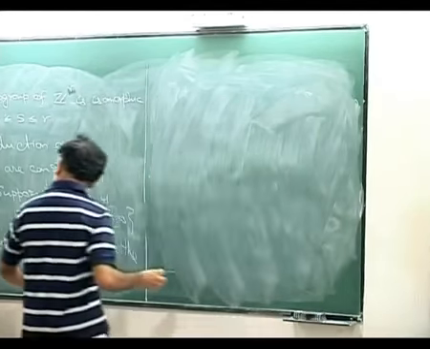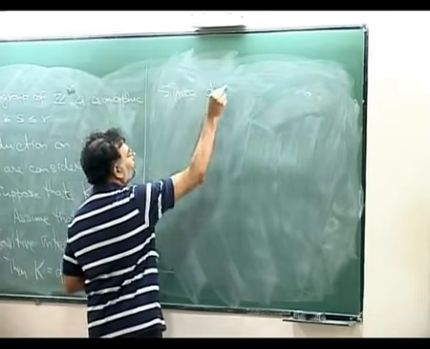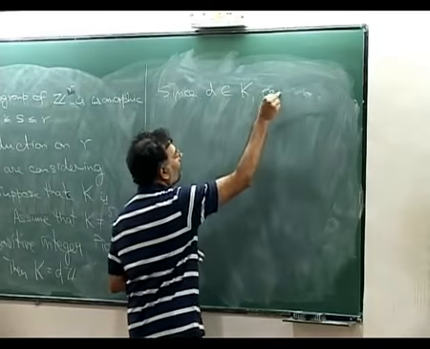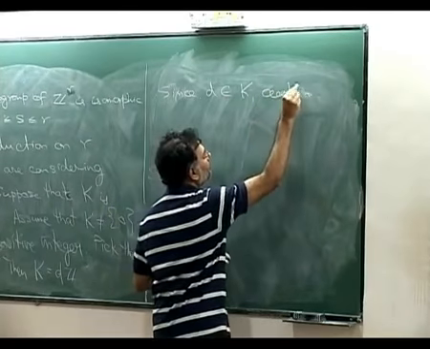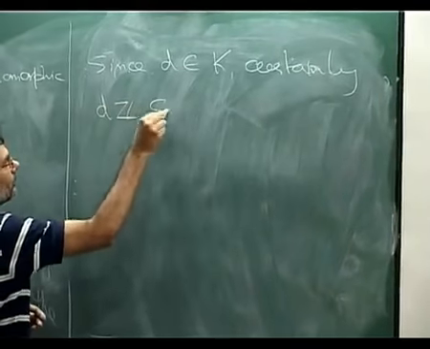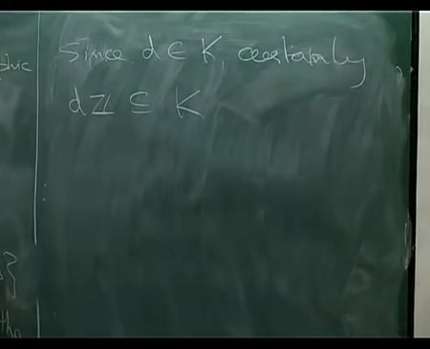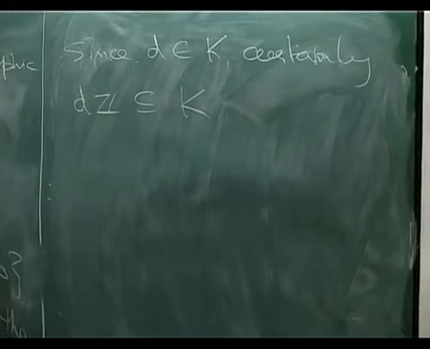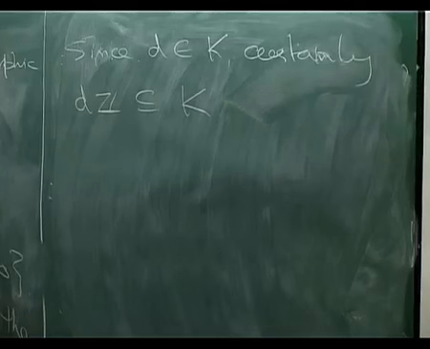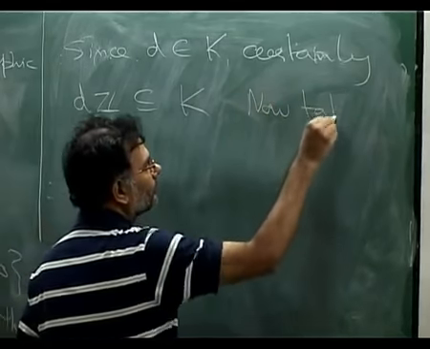So K equals dZ. Since D belongs to K, certainly dZ is in K. That is clear. If D is an element of K, then I can get 2D, 3D, 4D and minus 2D, minus 3D, minus 5D, everything will be in K. So dZ belongs to K.